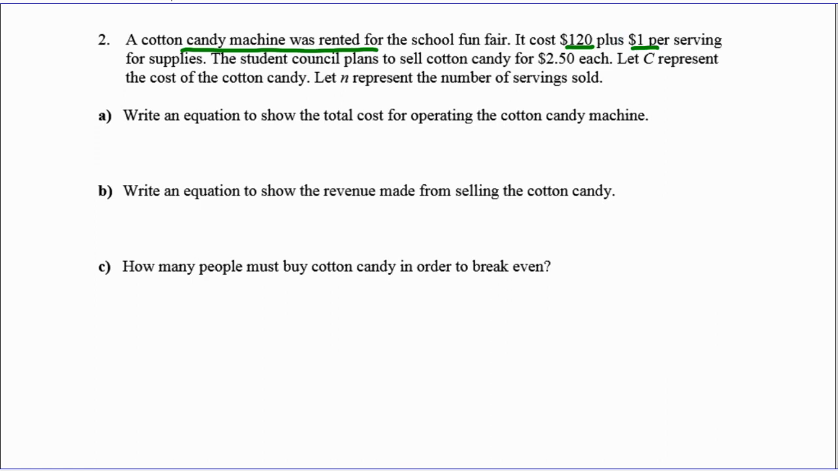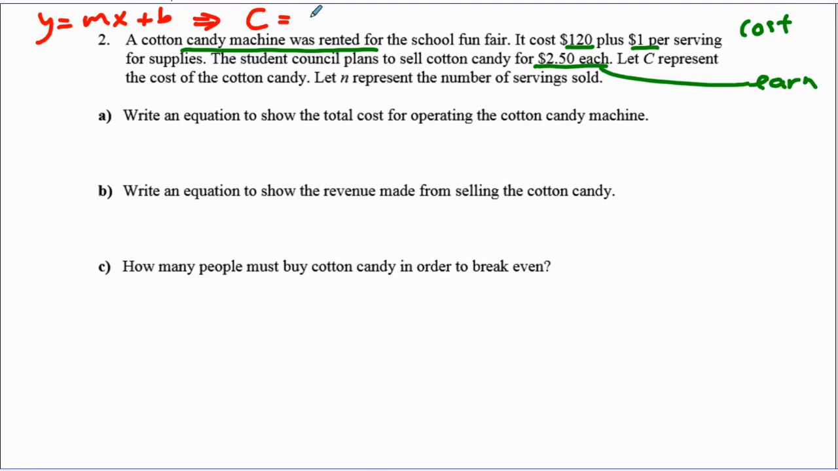So on this side, we have a cost side. And on this side, the student council plans to sell cotton candy for 12. We have like an earnings side. Earnings. So the two are working against each other, the cost and the earnings. And now they've given us something different than we're used to using, y equals mx plus b. But perhaps in this case, we're going to use c equals m being our slope. And they're telling us c is the cost and n is the number of people you serve. And the b can stay the b.